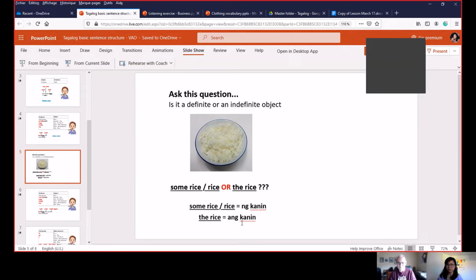All right. Well, it's just like in English, right? When we say, I'm eating the rice, the person I'm talking to would know what I'm talking about. Otherwise they would ask, the rice, what rice? The leftover rice? So that's the idea. In Tagalog, it's the same. If I say ang kanin, the other person would know what it is. So it's very important to ask this question: is it a definite or indefinite object? Any questions here? No, not so far. All right.